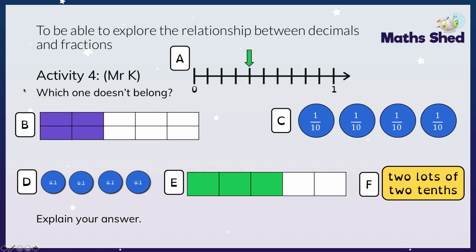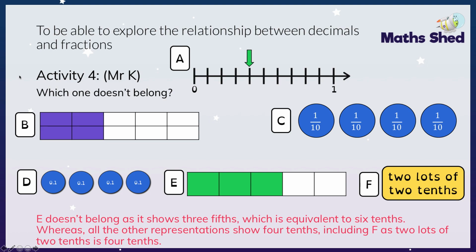And moving on. Your final activities today, again, mainly aimed at my group, but anyone is welcome to have a go. One of these doesn't belong. Which one is it, and why? You should have had E doesn't belong because it shows 3/5, which is equivalent to 6/10, whereas all the other representations show 4/10, including F as 2 lots of 2/10 is 4/10.